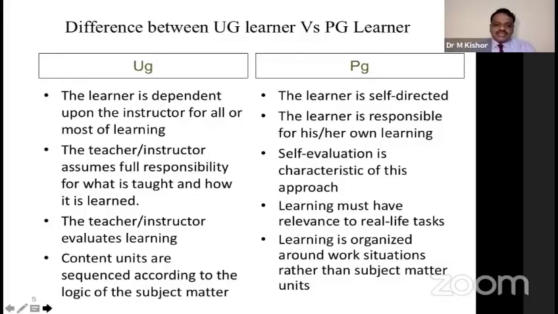In undergraduate, the teacher or instructor usually takes full responsibility for what is taught and how it is learned. Whereas in postgraduate learning, the learner is responsible for his own learning. As well, he does his own self-evaluation, which is characteristic of the postgraduate. In the undergraduate, the teacher evaluates what is being learned. Whereas in the postgraduate, they themselves do the evaluation and they always look at how real the learning is when they are interacting with a different set of patients.